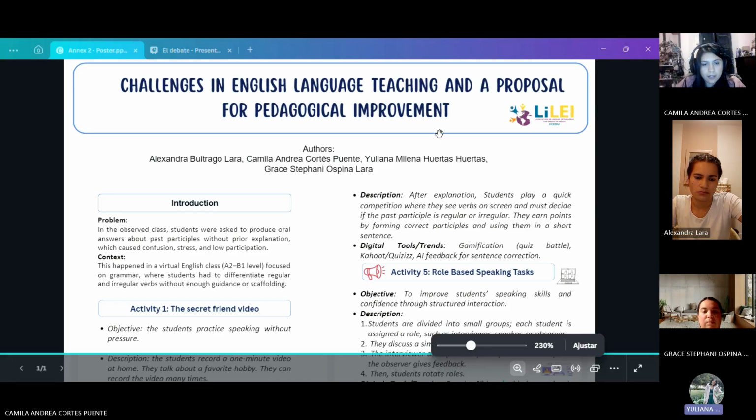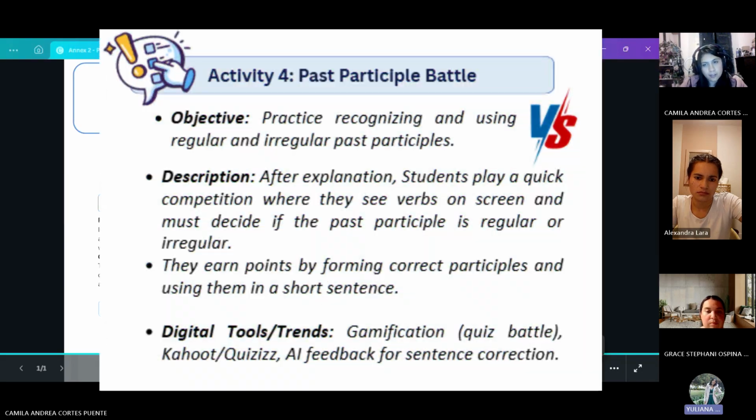Afternoon, everyone. In Activity 4, we are going to present our activity called Past Participle Later. The objective of this activity is to practice regular and irregular past participles in a dynamic and interactive way. Students participate in a quick competition where they identify verbs from the correct past participles and create short sentences.